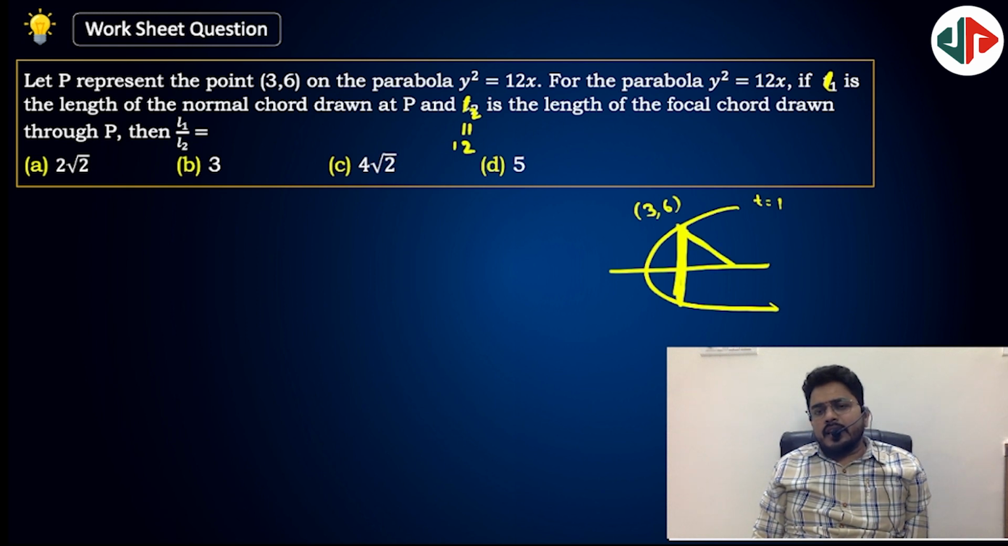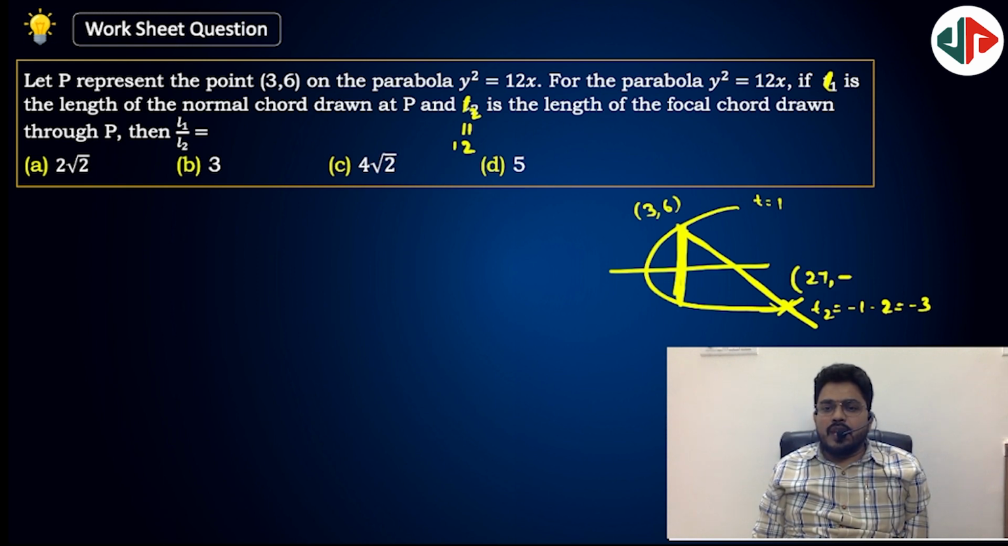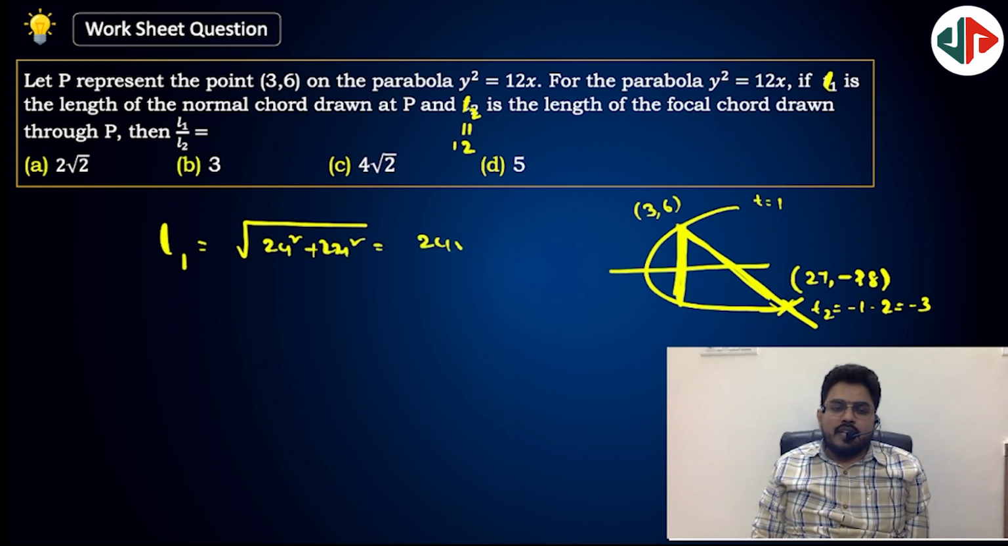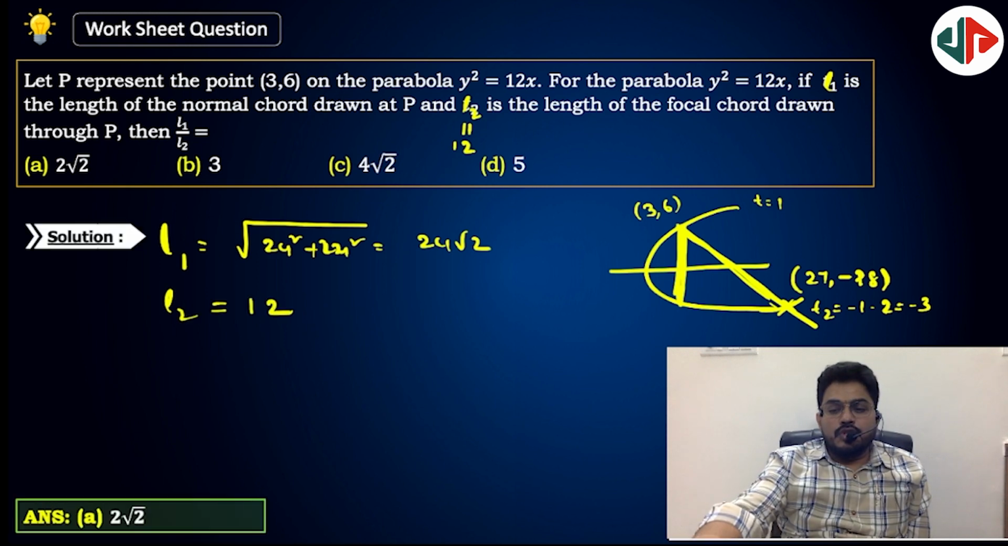Now, the normal at t meets the parabola again at t2. So this t2 is equal to minus t1 minus 2 by t1, which is minus 3. So this point is (at², 2at), which is (at², 2at). The length of the normal chord L1 is equal to root over 24 square plus 24 square, which is equal to 24 root 2. L2 is equal to 12. So the answer is 2 root 2.